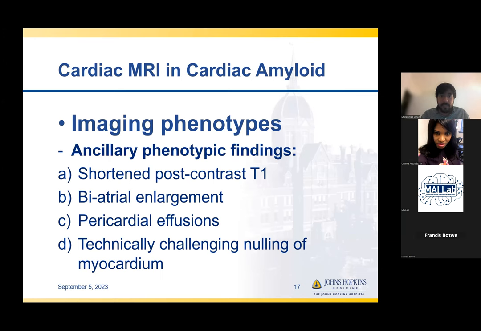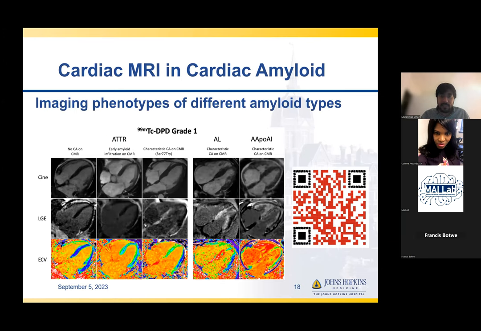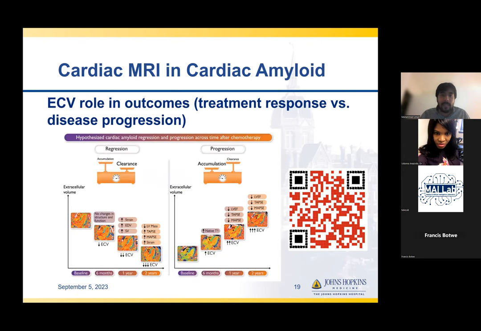So I'm going to skip this slide. I'm going to skip this too. This is beyond the scope of our discussion here. There are different imaging phenotypes, and sometimes you can predict the type of amyloidosis based on imaging, although it's rather hard to do that. Getting to a diagnosis of amyloidosis can be challenging sometimes.